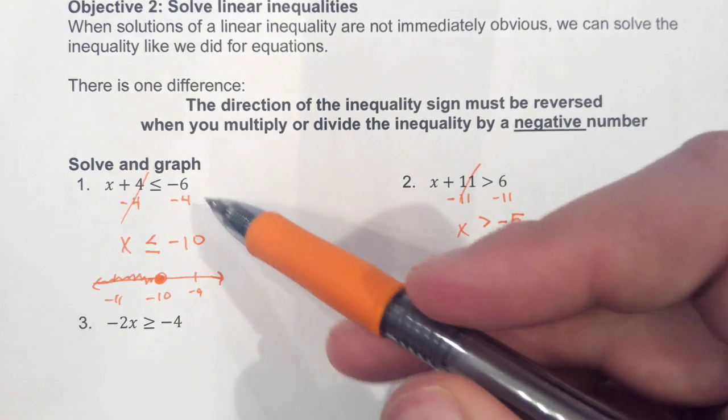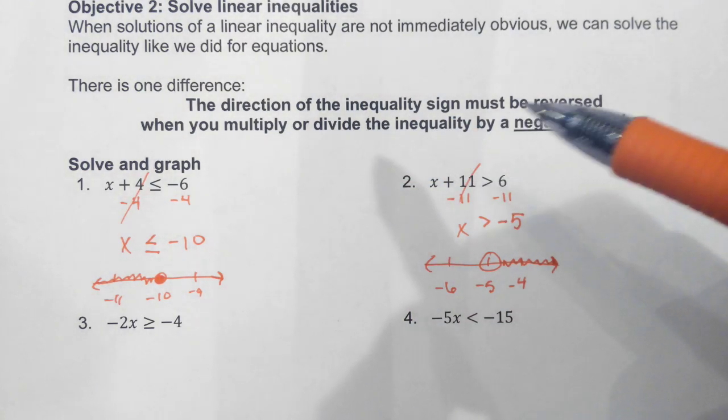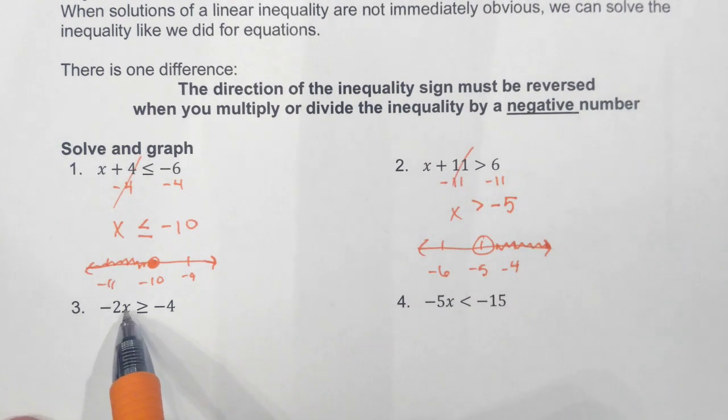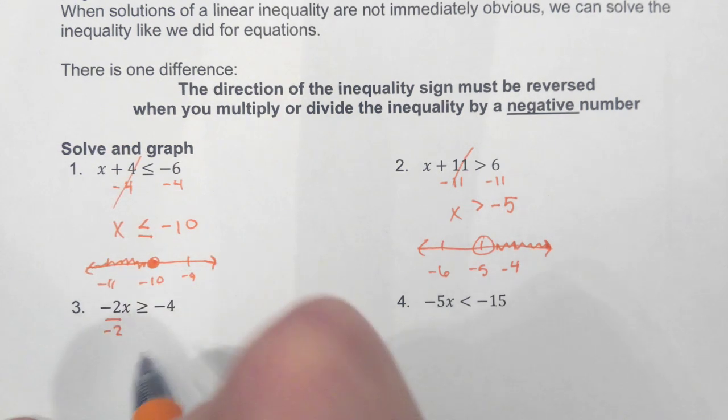Now notice, we subtracted each time. We did not multiply or divide by a negative number, so we do not flip our inequality. Let's look at 3 and 4 though. How do I get x by itself? How do I get rid of that negative 2? I divide by negative 2.